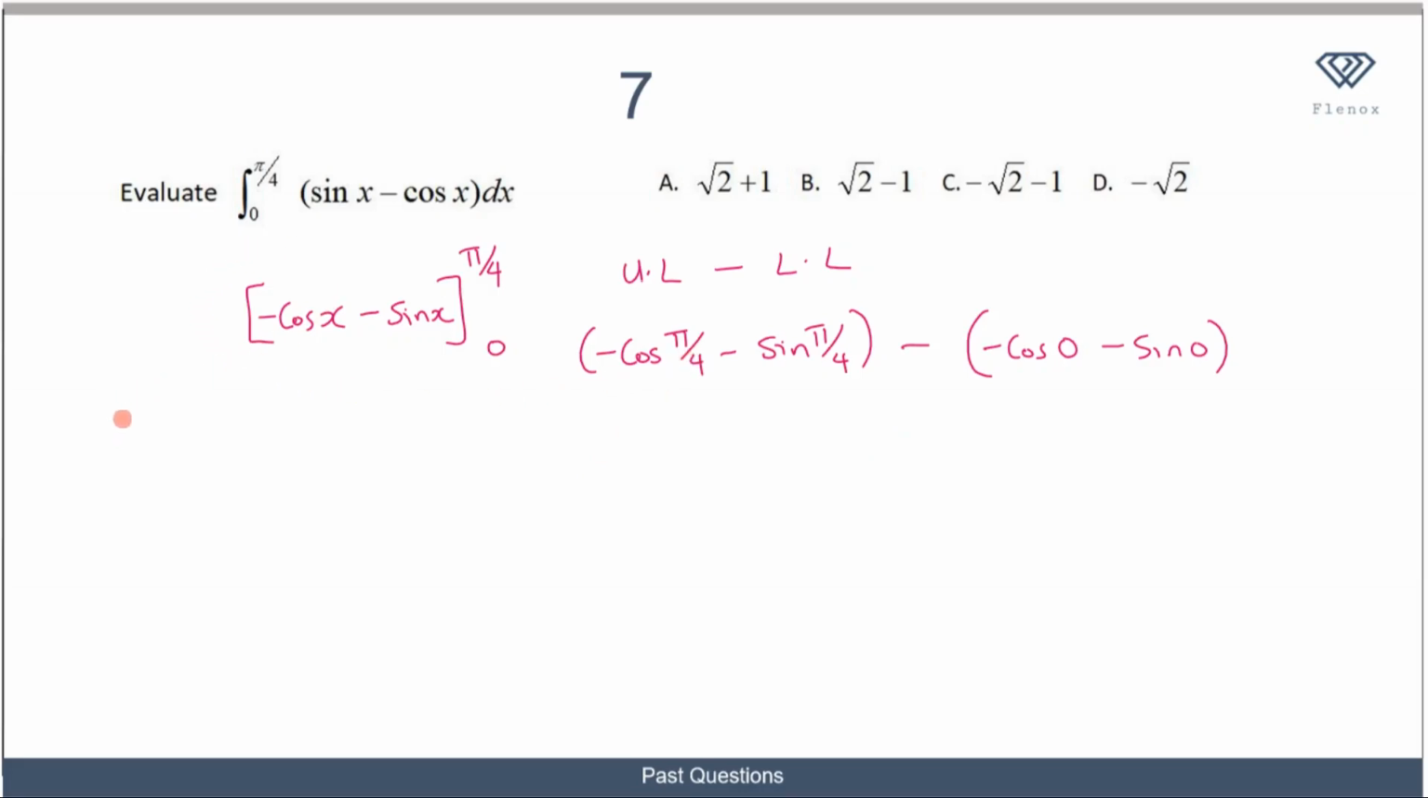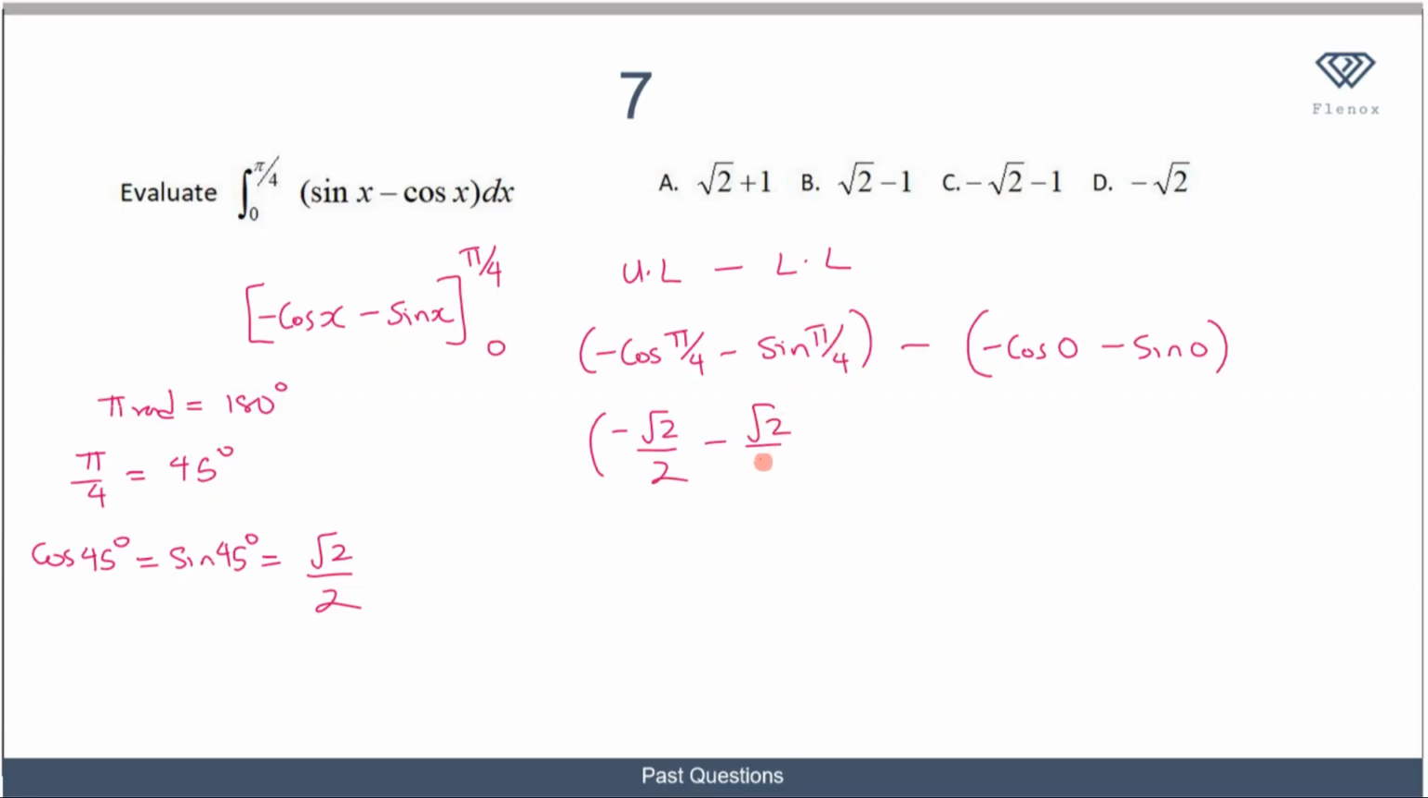So as I've explained in the previous example, pi radians, when I'm talking about angles, is the same thing as having 180 degrees. So pi over 4 is the same thing as what? 45 degrees. So we know that cos 45 degrees is the same thing as sin 45 degrees, which is equal to root 2 over 2. So cos pi over 4 is root 2 over 2. So this becomes minus root 2 over 2. Sin pi over 4, sin 45, same thing as what? Root 2 over 2 also.